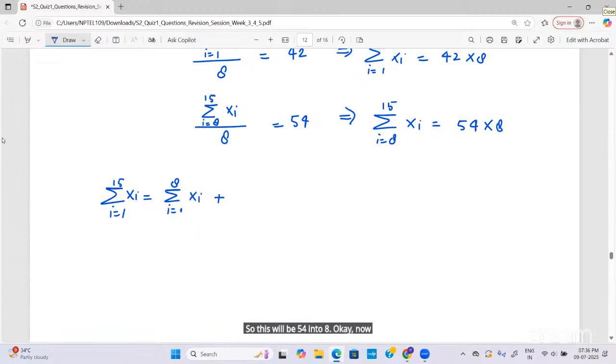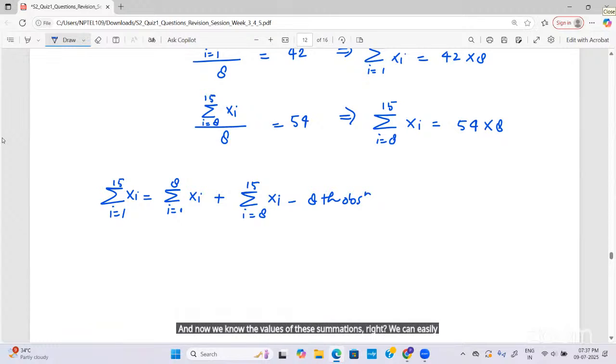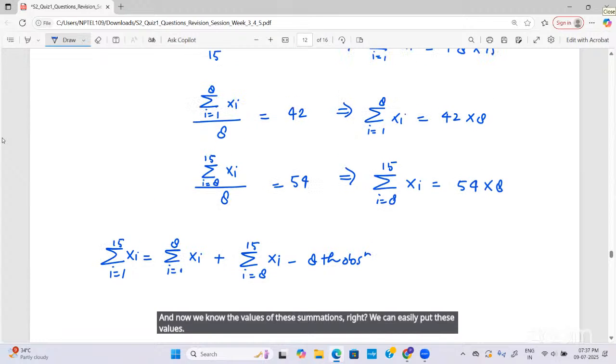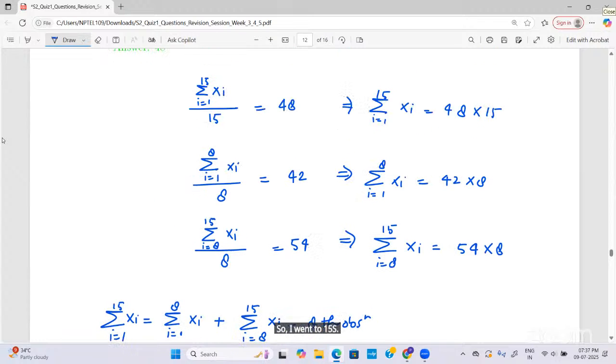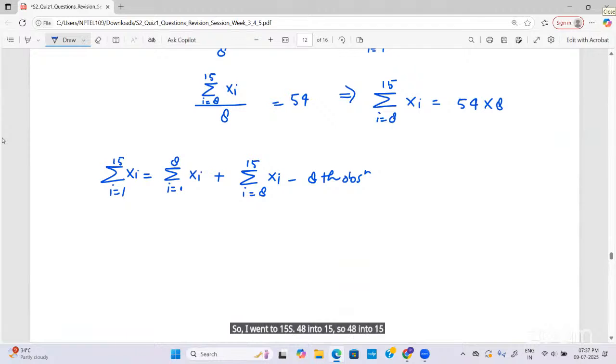Now if I write this equation, with the summation from 8 to 15, is this equation balanced? No. So what should I do? Minus the 8th observation, and then this equation will be balanced. Now we know the values of these summations, so we can easily put in these values. The summation from 1 to 15 is 48 into 15. What will be this value?